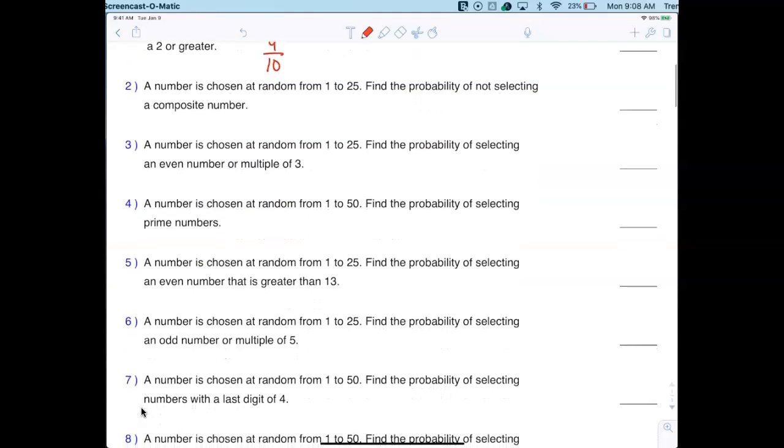All right. A number is chosen at random from 1 to 25. Find the probability of not selecting a composite. So if we're not selecting a composite, we're selecting a prime. All right. Now, I need everybody to write this down. What is the first prime number? Yeah, everybody says what? 1. But everybody is what? Wrong. All right. It is what? 2.